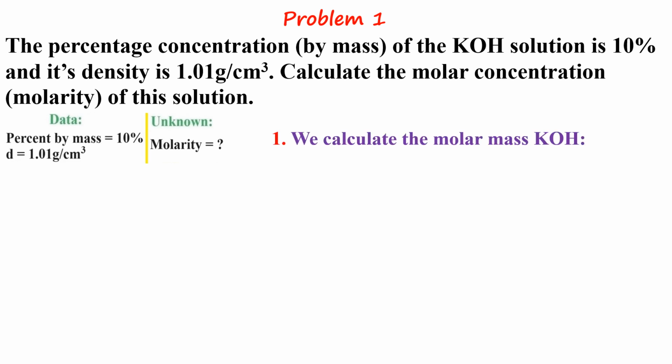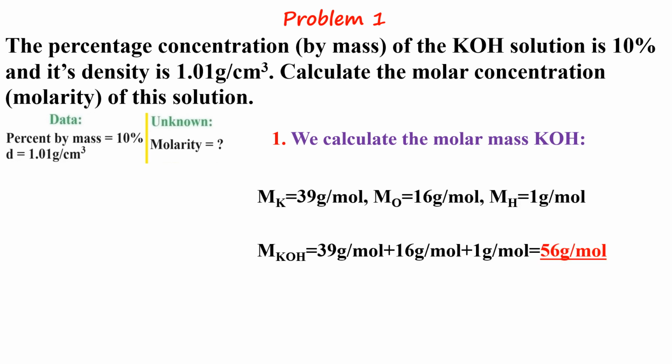We calculate the molar mass of our compound. In this case, it is potassium hydroxide. From the periodic table, we read the atomic masses of potassium, oxygen, and hydrogen, write them as molar masses, and of course add these masses together. We get a value of 56 gram per mole. Now we know that each mole of potassium hydroxide weighs 56 grams.